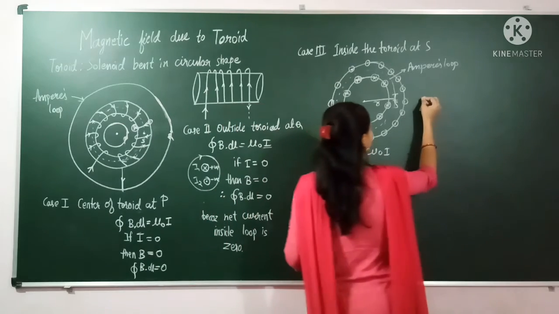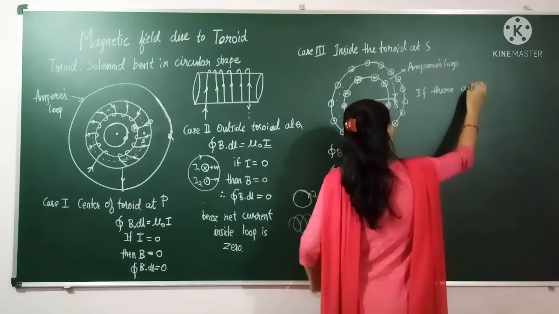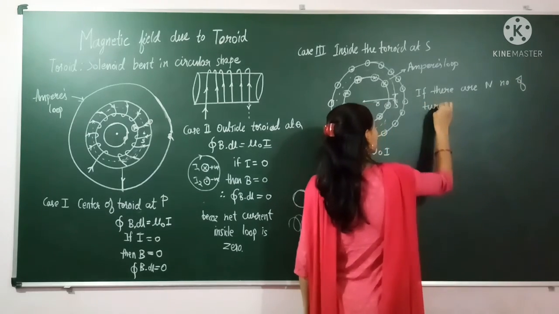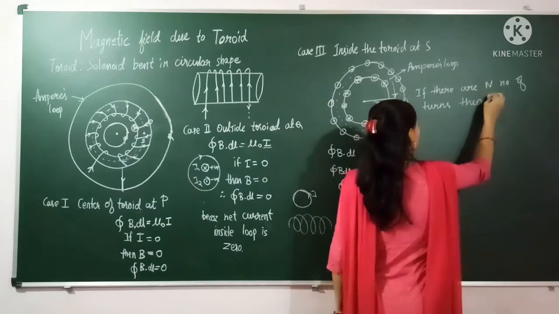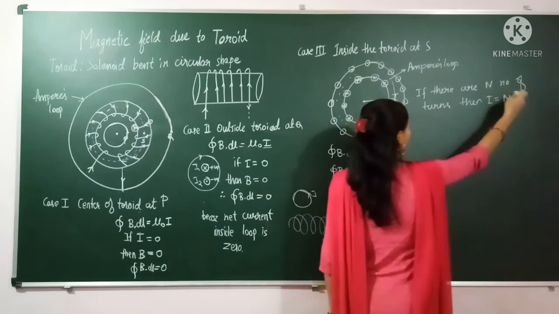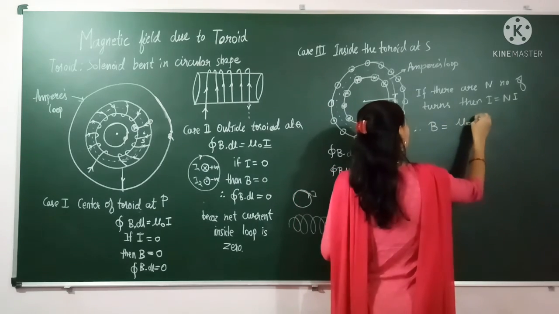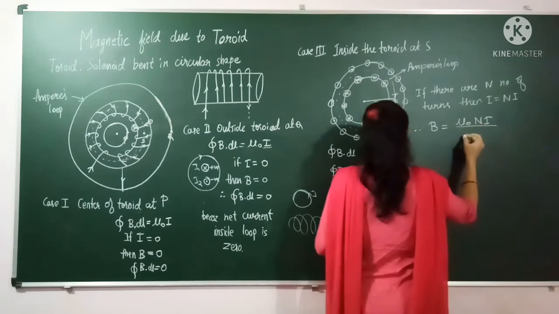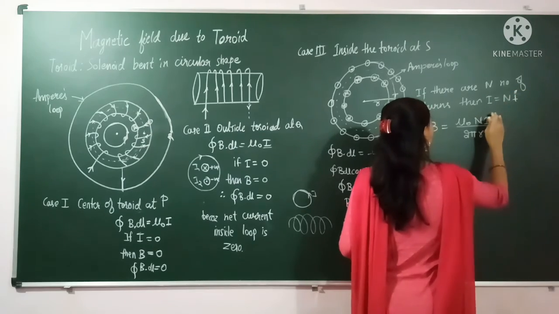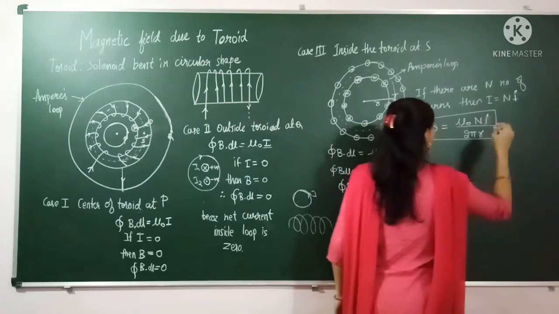So here this B can be written as, if there are n number of turns, then I equals n into I, means the current is multiplied n times. Therefore B equals mu naught n I divided by 2 pi r. Mu naught n I divided by 2 pi r.